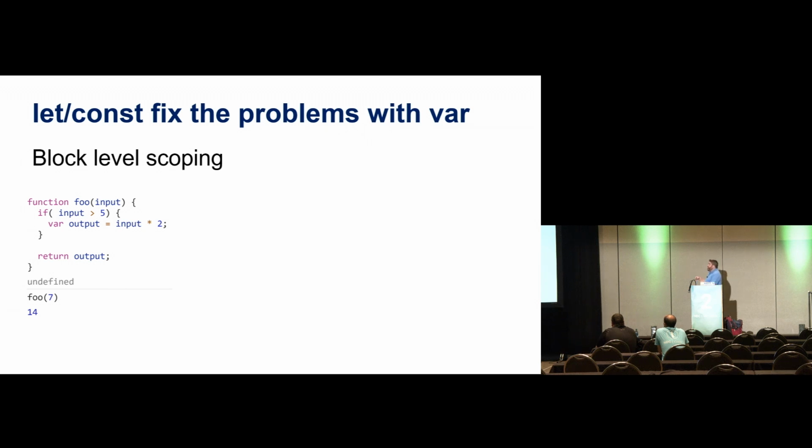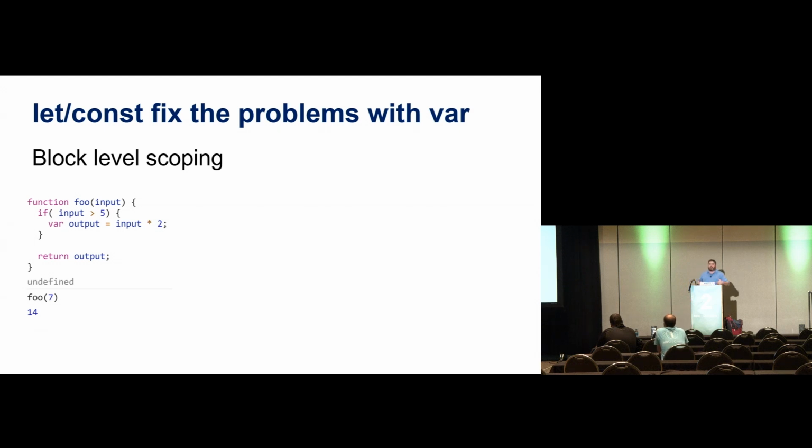Now, I do want to say that if you run in strict mode with ES5, this will throw an error, okay? But if you're not running in strict mode, when you call foo 7, you'll get an output of 14, okay? Because you declared output, the declaration was hoisted out of that if statement to the top of this function, which means that this return output is perfectly valid, okay?